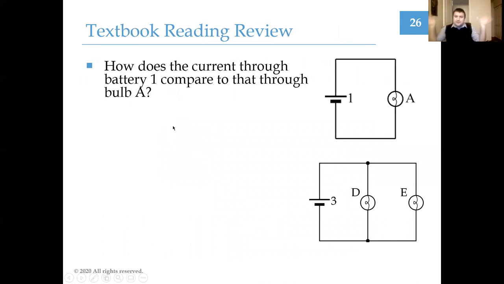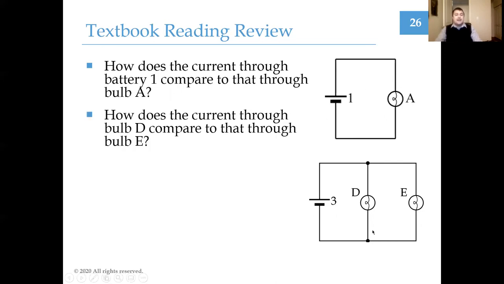So let's go through the same sort of discussion that we've done before. Let's answer all these questions and understand what's happening to the resistance of these circuits. So how does the current through battery one compare to that through bulb A? We remember our first assumption, which is battery one and A are part of the same loop. There's no junction. So battery one and bulb A are in series, which means the current that passes through them must be the same.